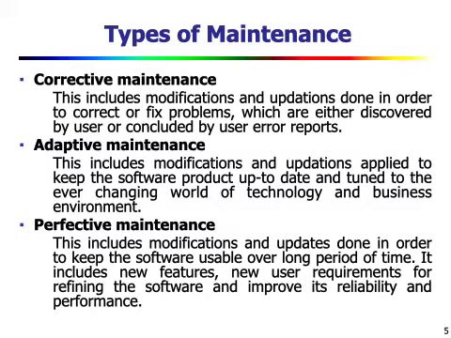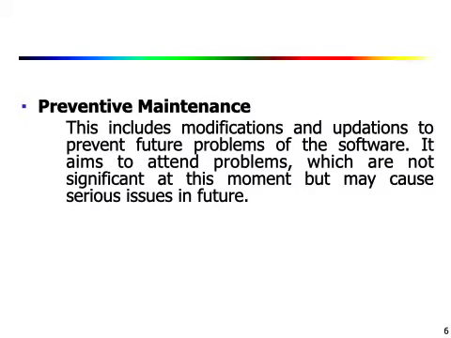And the last one is preventive maintenance. Preventive maintenance includes modifications and updations to prevent future problems of the software. That is, it aims to attend to problems which are not significant at this moment but may cause serious issues in future. So in order to prevent future problems, you are going to maintain or modify or update the software. That comes under preventive maintenance.